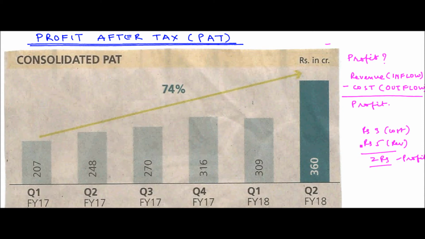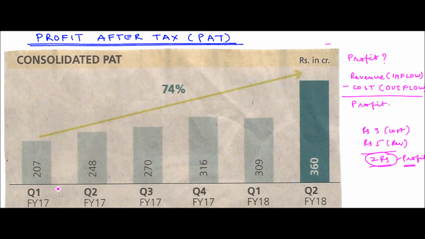Now same concept goes for an organization. However, it is a little more complex in terms of the organization having to deal with excise duty, depreciation, tax, etc. However, conceptually, this is the concept of profit, and profit after tax is the amount of profit which you have remaining after you have paid the tax. So we'll go to that detail also, but first let's understand this graph.